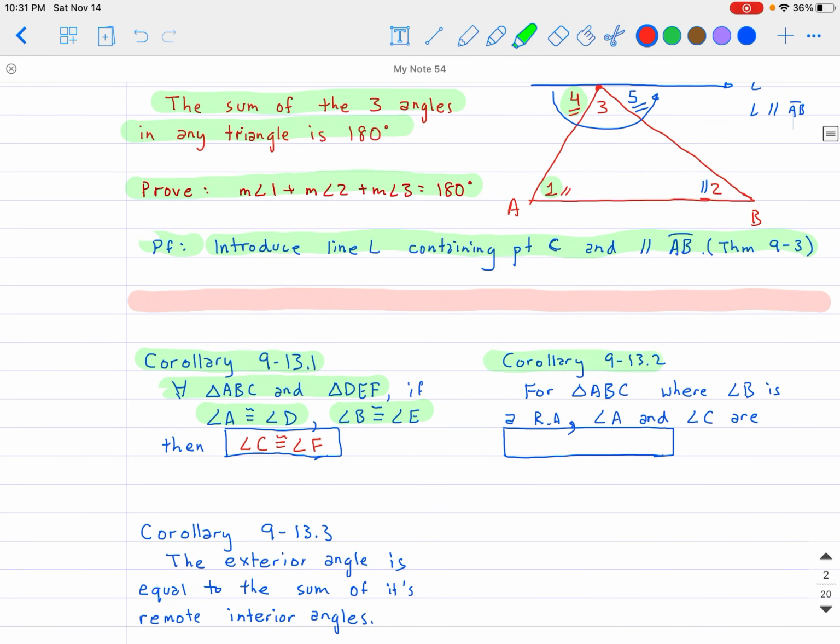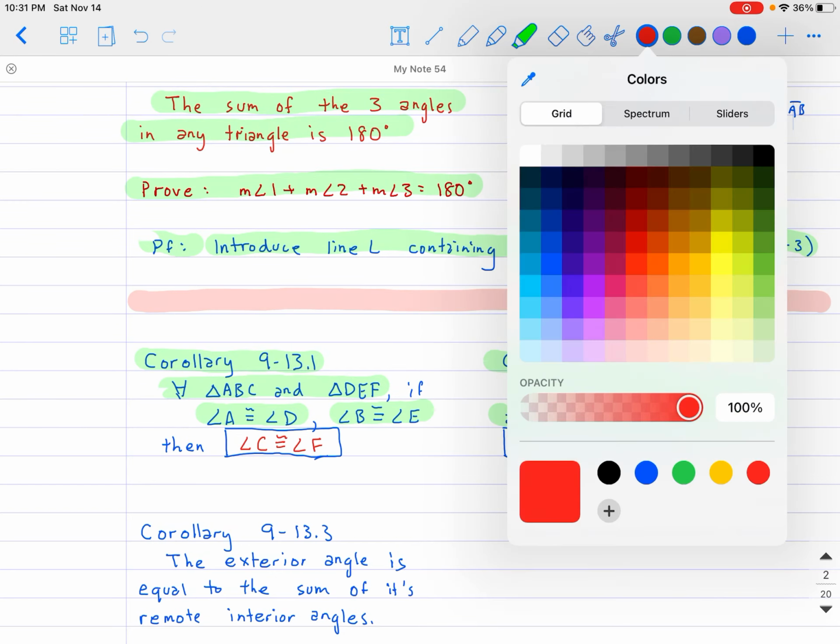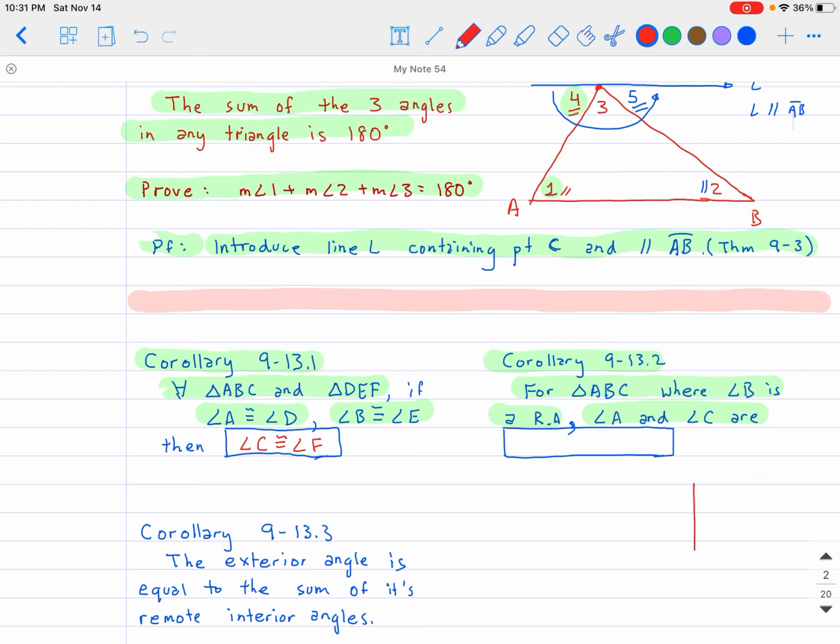Next corollary over here says that if you have a triangle ABC where angle B is a right angle, then the other two angles are going to be what? Well, let me just go ahead and draw the picture for it so you can see what's happening.